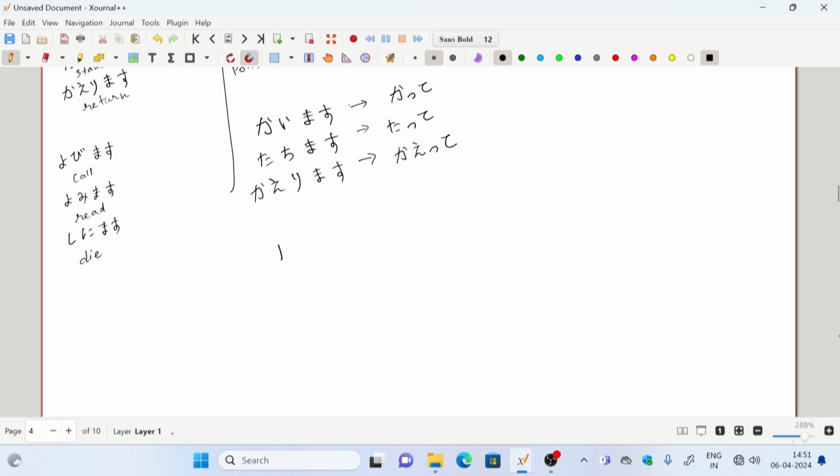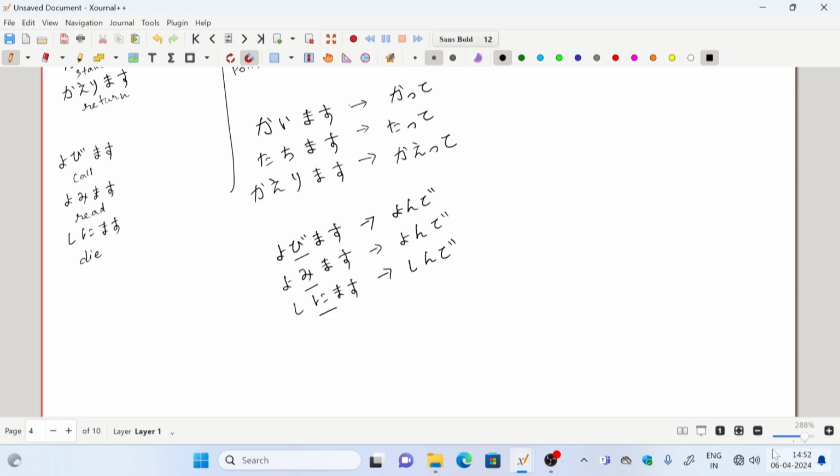Next is yobimasu, yomimasu, shinimasu. When there is b sound, mi sound and ni sound, it will change into unde. So yobimasu will change into yonde, yomimasu will also change into yonde, and shinimasu will change into shinde.